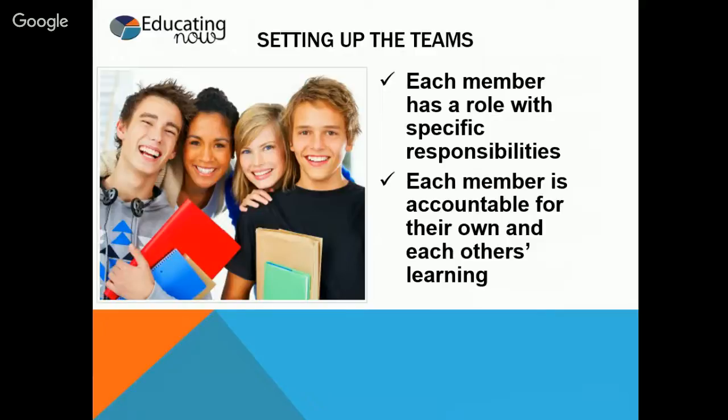Now, the other aspect, and this is part of the complex instruction that's really crucial, is that each member of the team is accountable not just for their own learning, but also for each other's learning. And we hold them accountable to that by going around and checking in with them. This was something that when I didn't do, it made a really big difference. When I did do it, it slowed the whole process down, and the students really did do a good job of making sure that everyone got it.